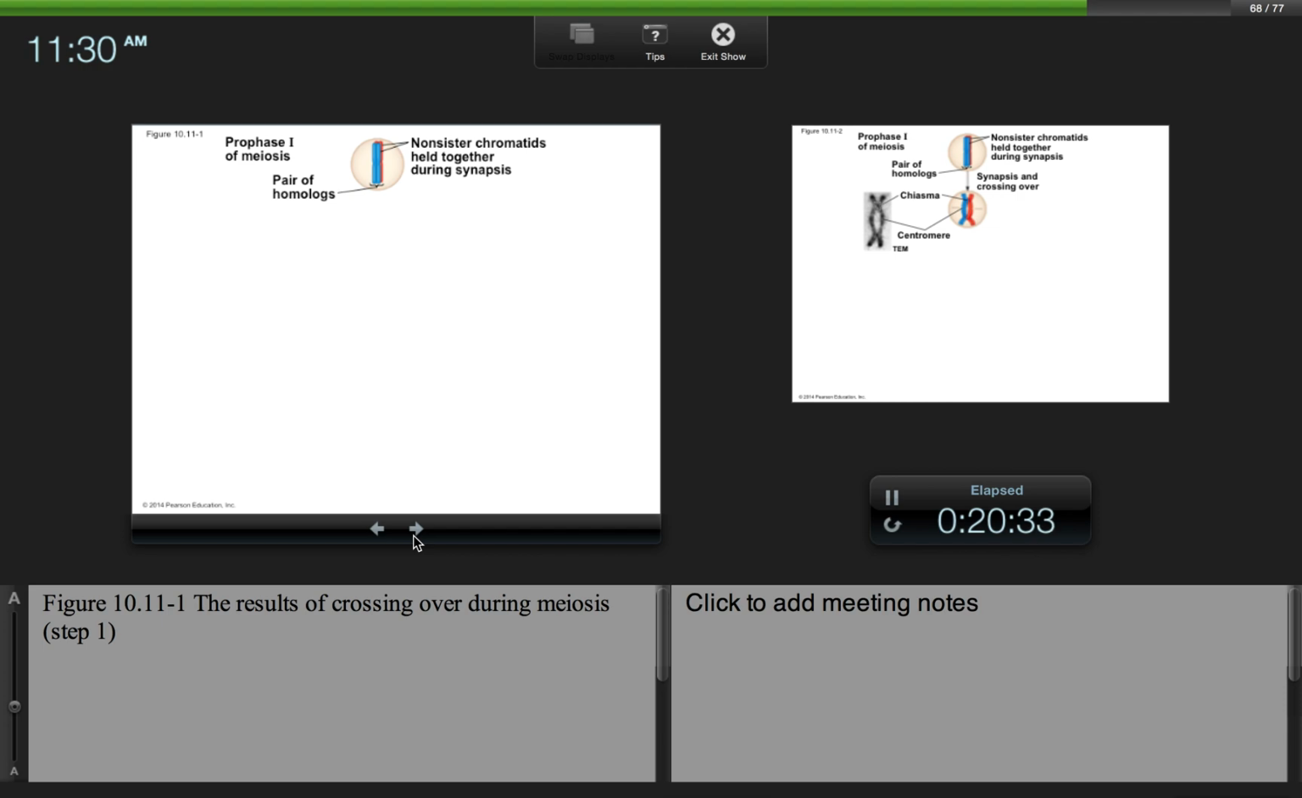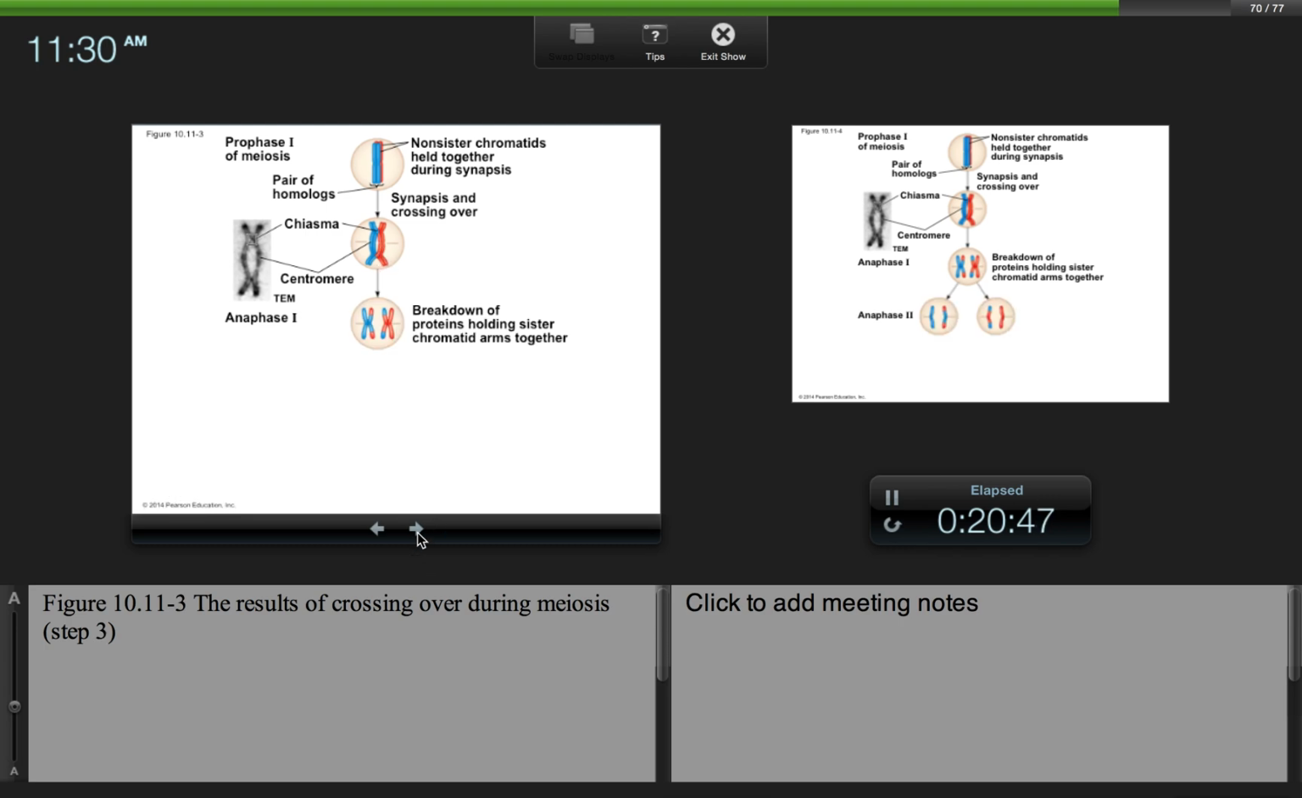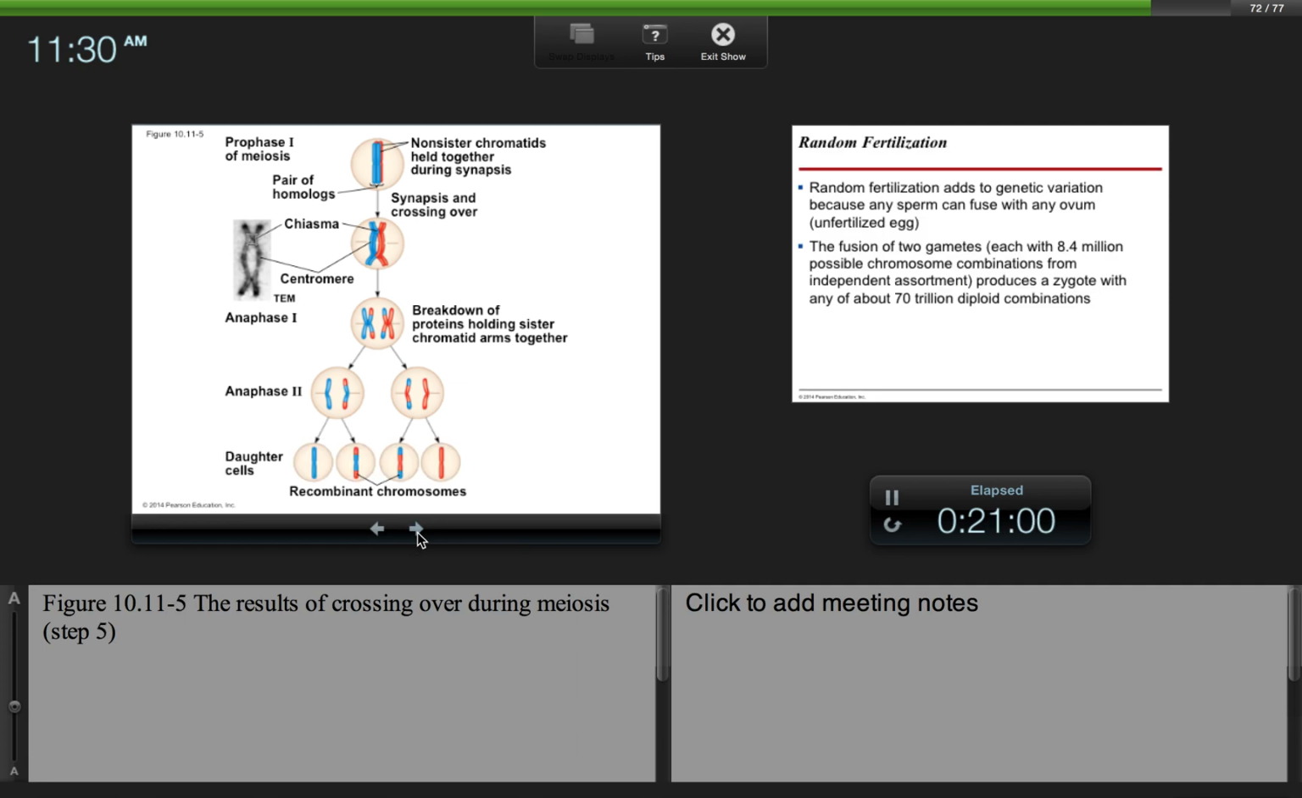So here we have the homologous pair of chromosomes coming together during synapsis. We have crossing over that's occurring. We have chiasma, plural chiasmata, these little X-shaped regions where crossing over has occurred. And then here's the result of your crossing over. You have homologous chromosomes that have pieces from the other homologous chromosome. As a result, there is even more genetic variation in your daughter cells. So here we have even more genetic variation because these have both paternal and maternal genes on them.